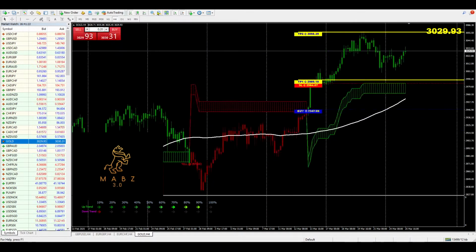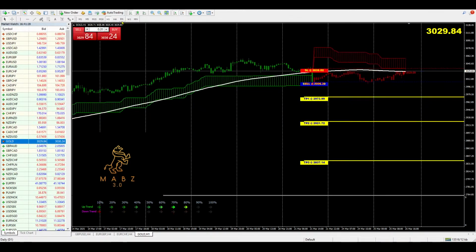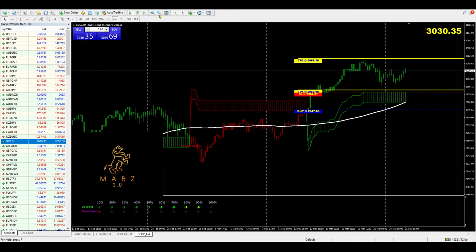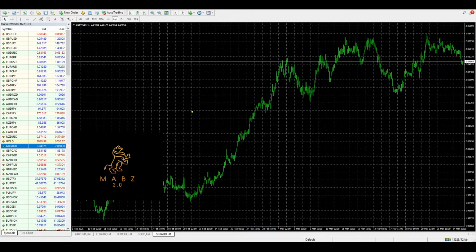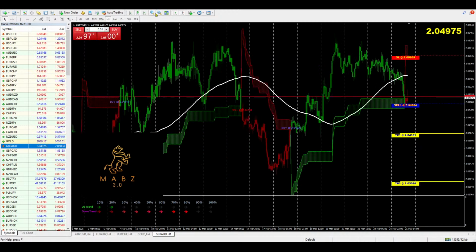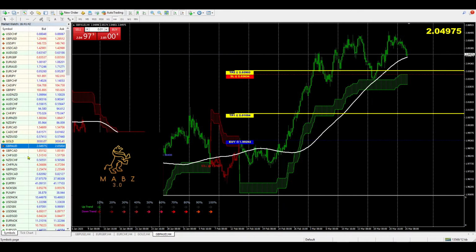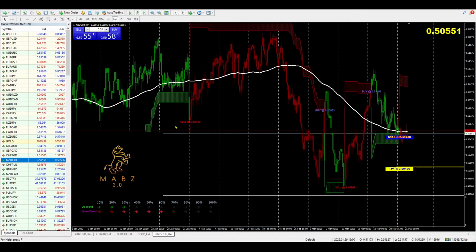Okay, gold is also looking good on the H4 chart. Hey, but gold, you have to be careful with lot size as well. Okay, let's go GBP AUD. I'm just really scrolling fast, guys. So far we've got two trades. Okay, GBP CAD going to pass. NZD CHF.